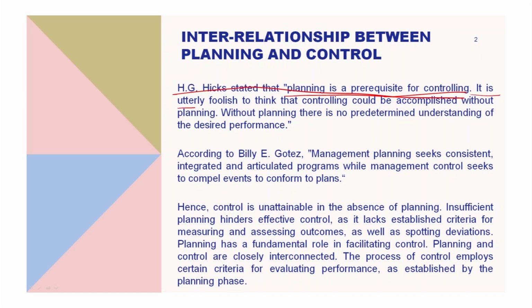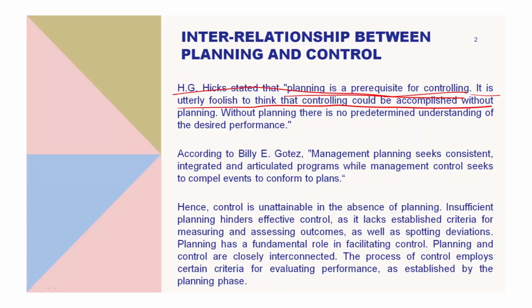It is utterly foolish to think that controlling could be accomplished without planning. It is obvious that thinking about controlling without actual planned activity is foolish. And why is it so? Because there is no standard set, no objective mentioned, no division of the activity, so how will you be able to measure the performance? Controlling is like measuring the performance of the employee, and corrective actions are taken.